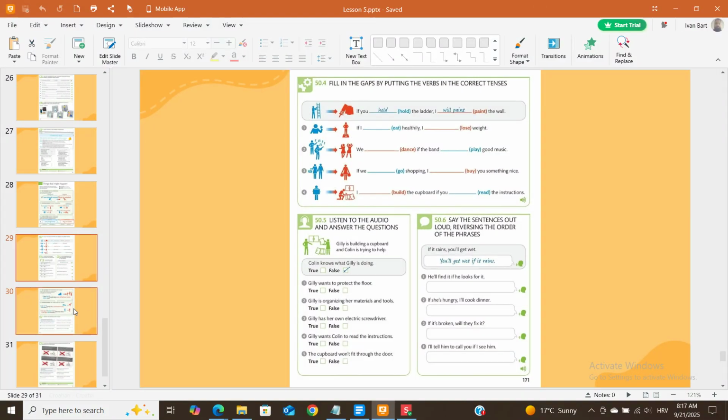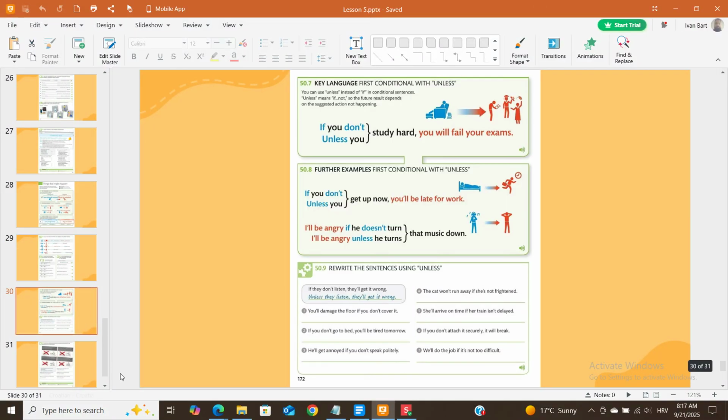50.7 Key language: first conditional with unless. You can use unless instead of if in conditional sentences. Unless means if not, so the future result depends on the suggested action not happening. Unless you study hard, you will fail your exams.